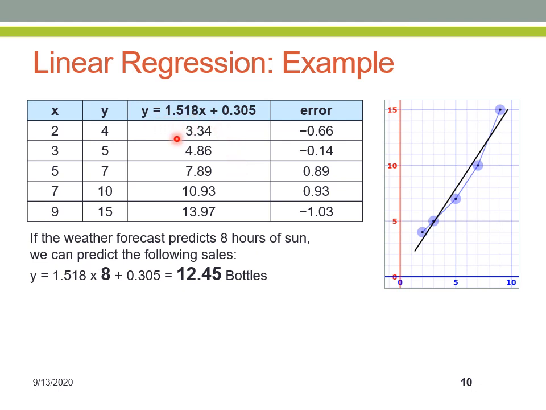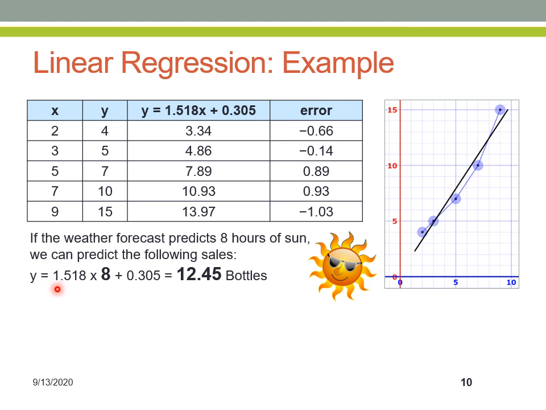And we're seeing here that the output that we're getting from our model is different from our actual reality. We call this difference the error, and this error will become important in a little bit. But what's important is that if the weather forecast now predicts 8 hours of sun, we can now use our model to predict the following sales.